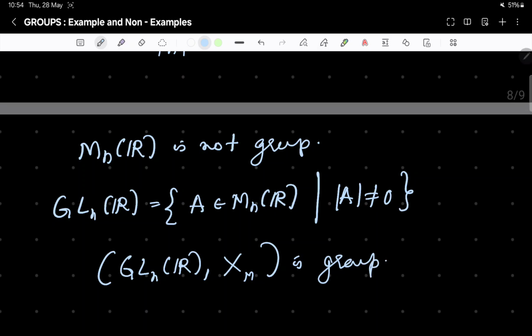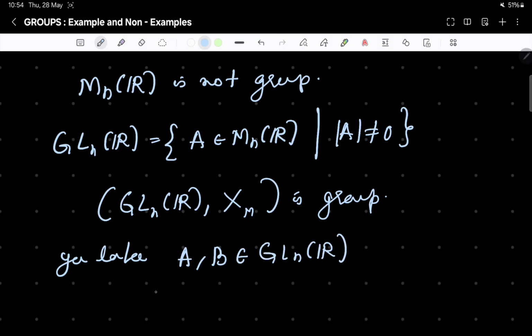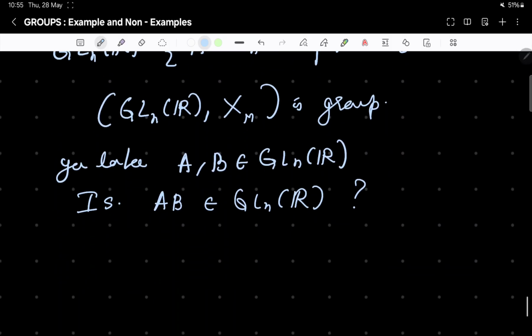Associativity you can try to prove. So inverse exists, identity exists; whether it is a binary operation, that's the question. You take two matrices A, B from GL_n(R). Am I sure that the product AB is also in GL_n(R)? What is the meaning? I am questioning whether AB is in GL_n(R). What do you mean by AB in GL_n(R)? You should prove that the determinant of the product has to be non-zero.